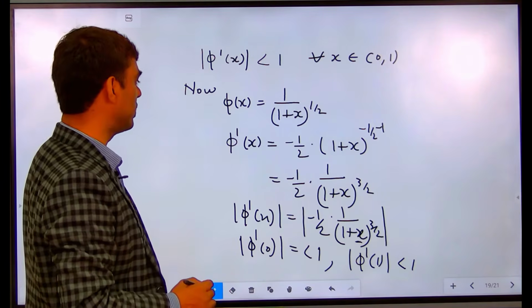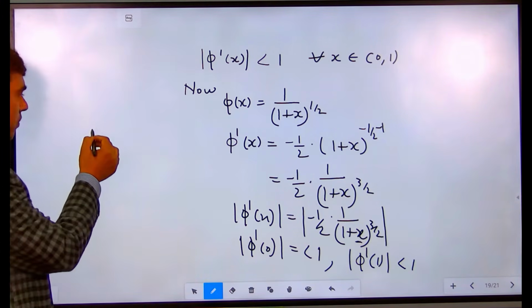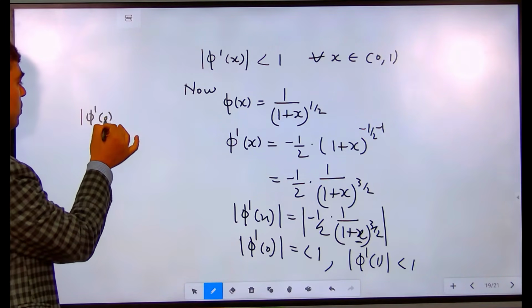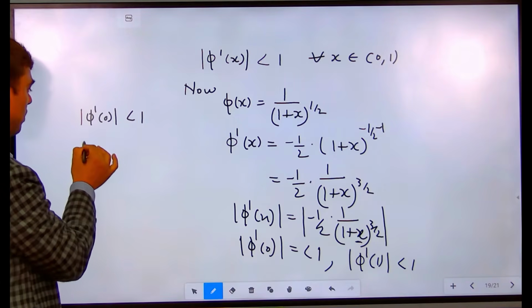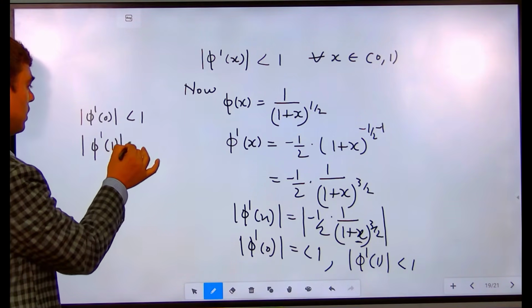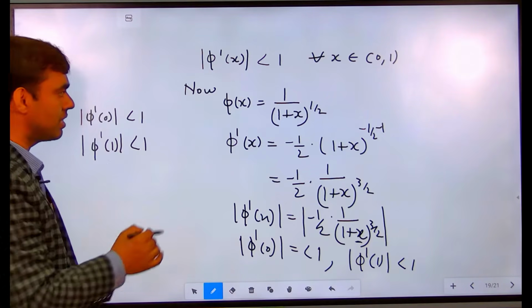So what do we conclude here? We conclude that mod of phi dash 0 is less than 1, and mod of phi dash 1 is less than 1. Since phi x is what?